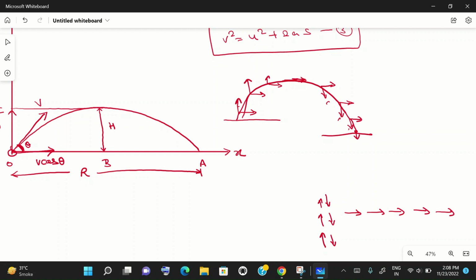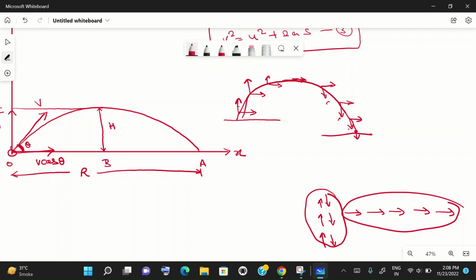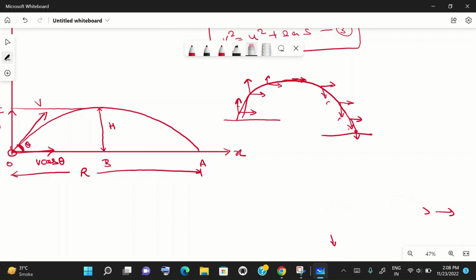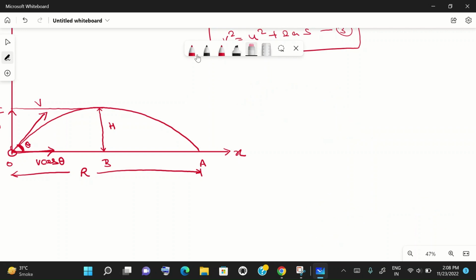So you can see that there are two types of motion. The first one is vertical, the second one is horizontal motion. We can consider these two independent of each other and solve the problem. So let's remove this.